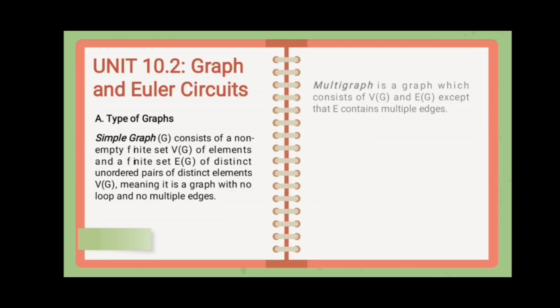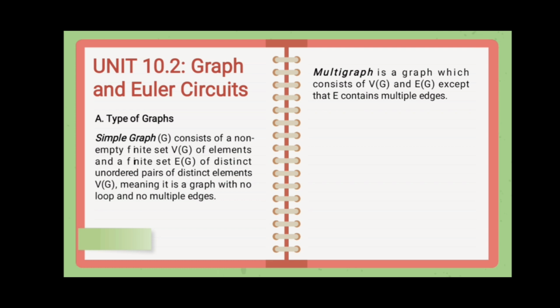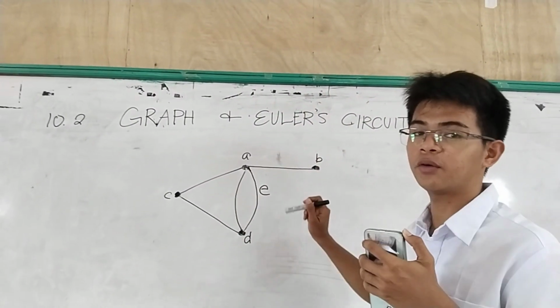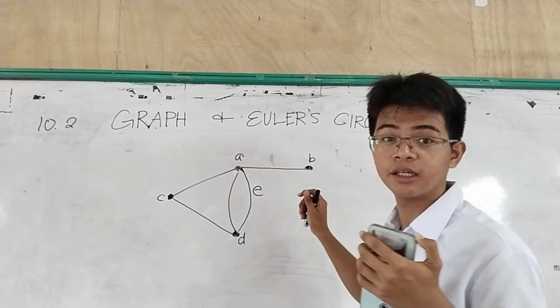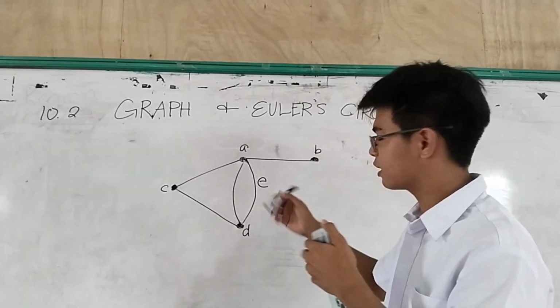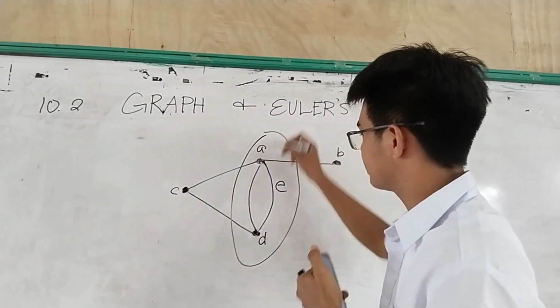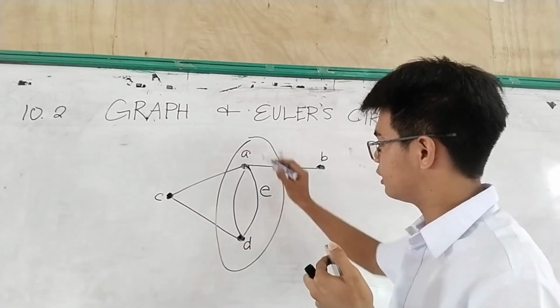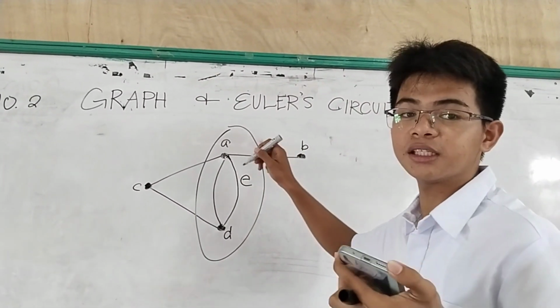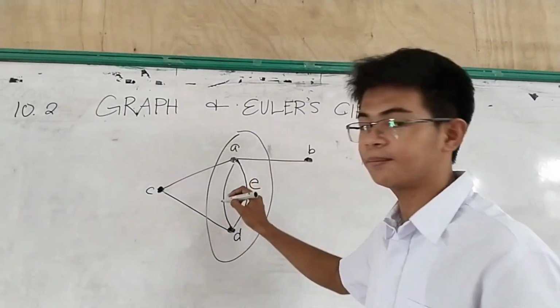The second one is the multigraph. A multigraph is a graph which consists of a vertex of graph G and edge of graph G, except that E contains multiple edges. We have here an example of a graph with multiple edges, or so what we call as multigraph. So unsa man nakapamultigraph niya? So ang nakapamultigraph niya is kani siya kay kanang edge ni D or A and E, kaduha ni balik. Kaduha which is two edges. Mo multigraph siya.